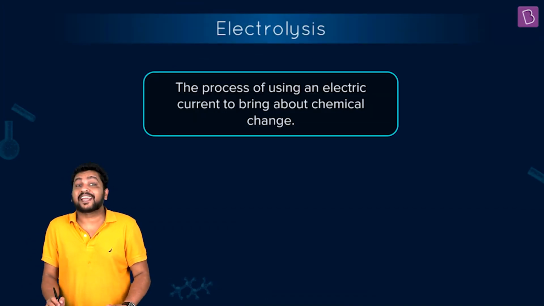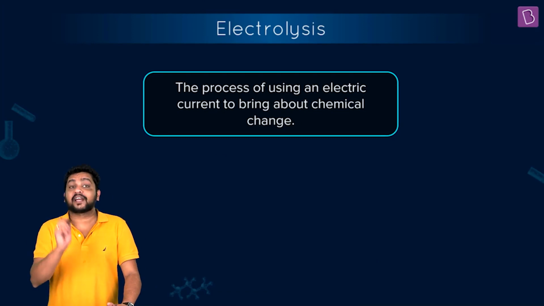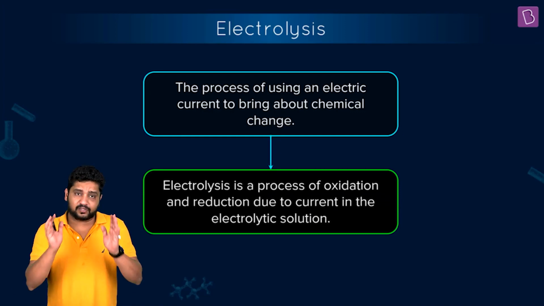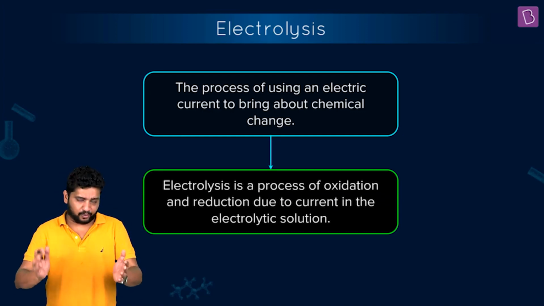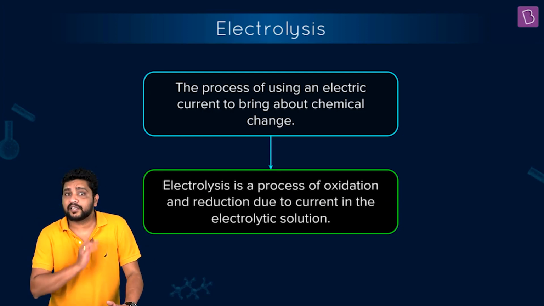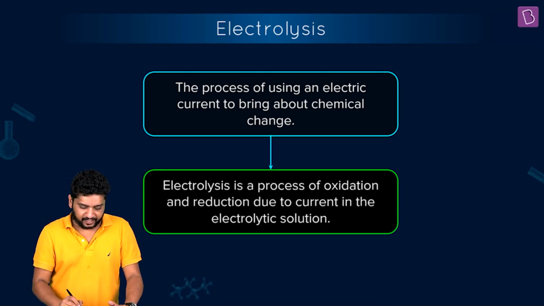So the process of using an electric current to bring about a chemical change is what we call electrolysis, right? So electrolysis is a process of oxidation and reduction, of course. It is a redox reaction that we are carrying out. In one compartment, the anodic compartment, you will be having oxidation. In the other, the cathodic compartment, you will be having reduction.